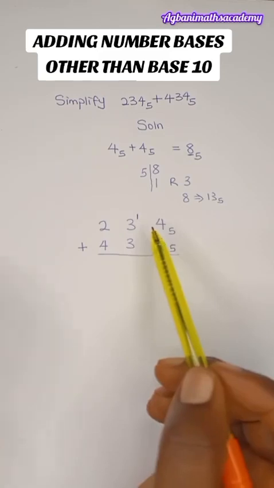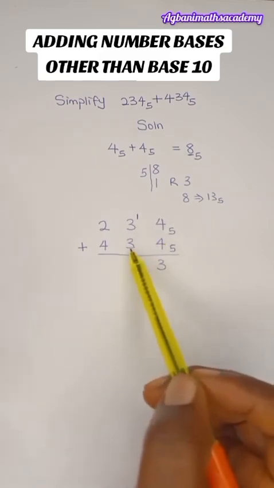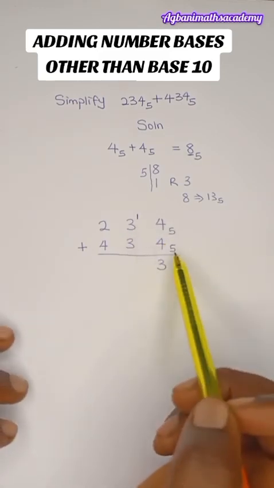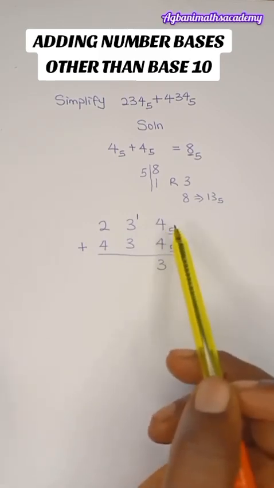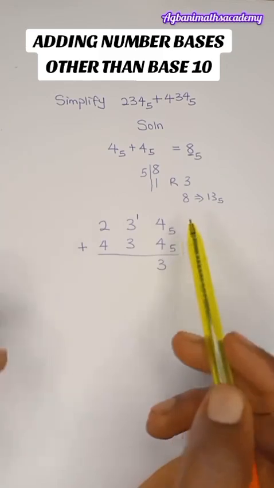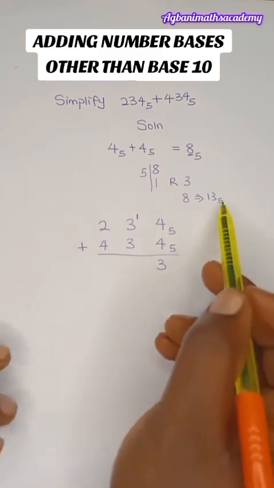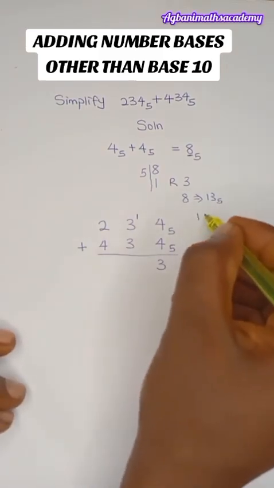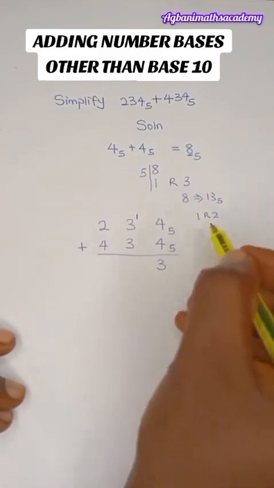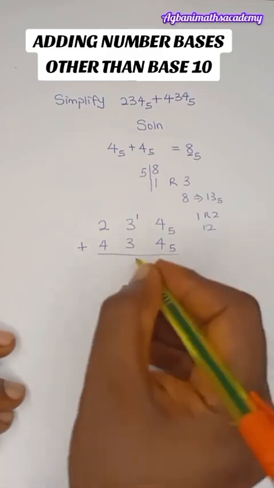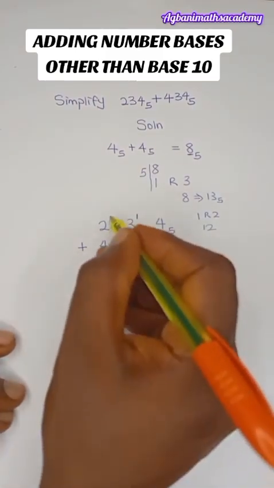Okay, so let's do this one. 1 plus 3 gives us 4. 4 plus 3 gives us 7. But 7 is bigger than 5, so we're going to convert 7 to its equivalent value in base 5. When you have 7 divided by 5, you're going to have 1 remainder 2, correct? So that means the value is 12. So we're going to put down 2 and take 1 this way.